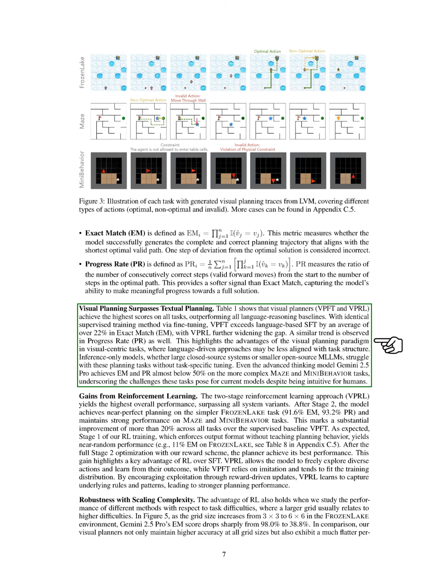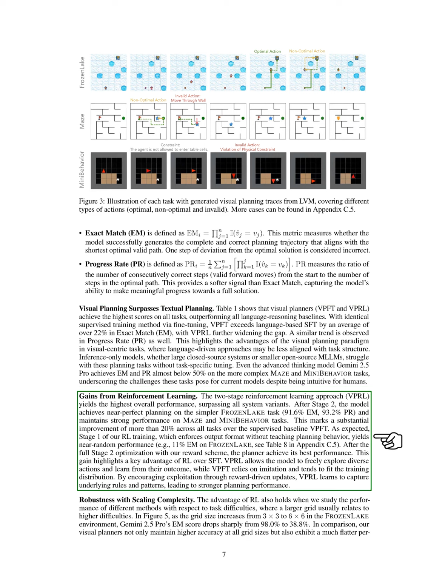Our results show that visual planners, VPFT and VPRL, outperform all language-based reasoning models across all tasks. VPFT, using the same training method, surpasses language-based SFT by over 22% in M, with VPRL achieving even better results. This demonstrates the effectiveness of visual planning in tasks where language approaches may not align well with the task structure. Inference-only models struggle with these tasks, with even advanced models like Gemini 2.5 Pro performing poorly on complex tasks.